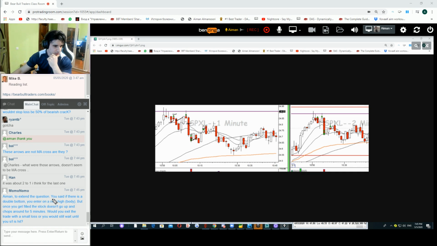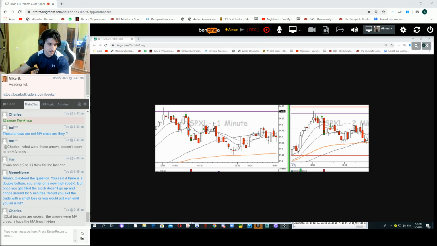I'm on to the extended question. You said if there is a double bottom, you enter on a new high body, but once you get filled on a stock, it doesn't go up and chops around on the 5-minute chart. Will you exit the trade with a small loss, or would you still wait until your stop loss is hit? It depends on how the candles look. If it's just chopping around with an engulfing after an engulfing, I would hold. I don't care about it.